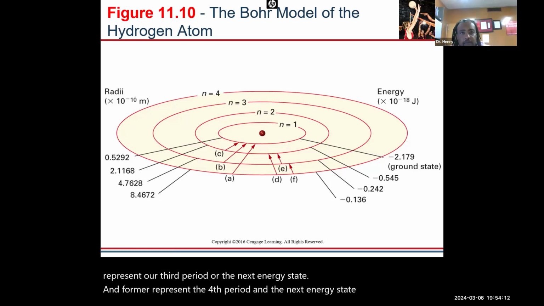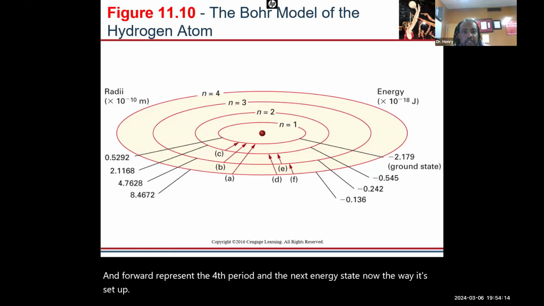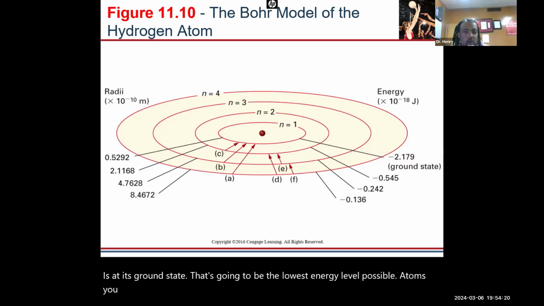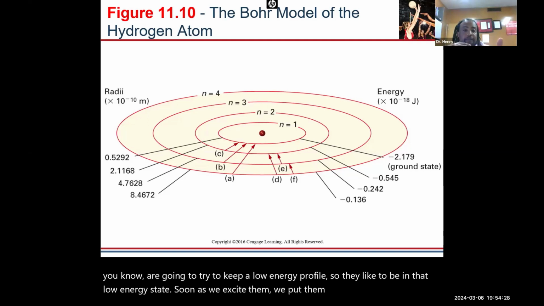Now, the way it's set up is at its ground state, that's going to be the lowest energy level possible. Atoms are going to try to keep a low energy profile. So they like to be in that low energy state. As soon as we excite them, we put them into their excited state.